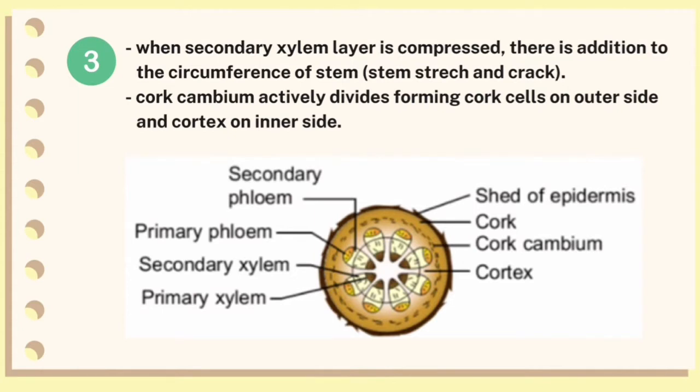After that, when the secondary xylem layer is compressed, there is an addition to the circumference of the stem. The stem will stretch and crack, as seen in the diagram before this. The cork cambium actively divides, forming cork cells on the outer side and cortex on the inner side, as you can see in this diagram.